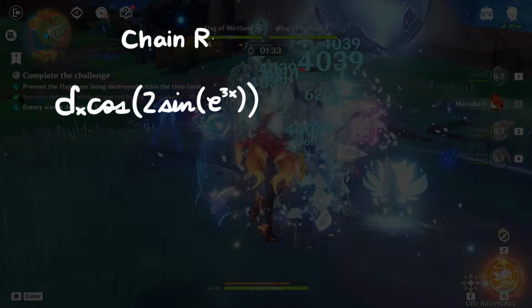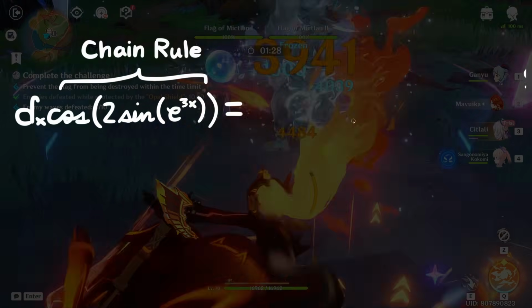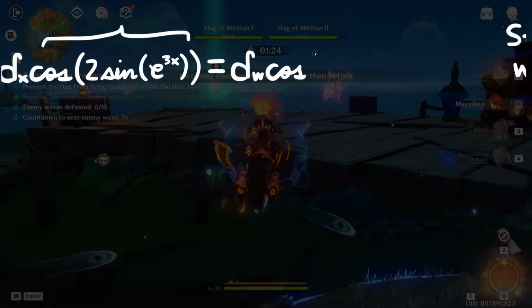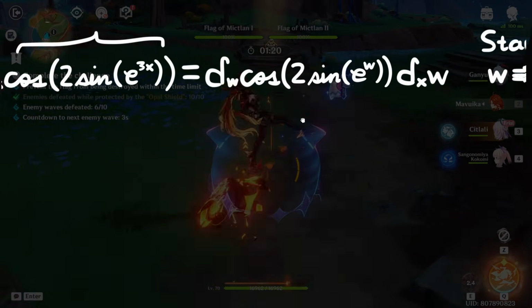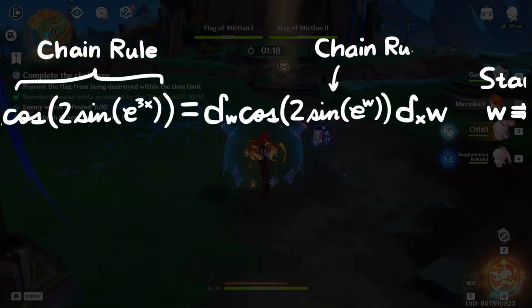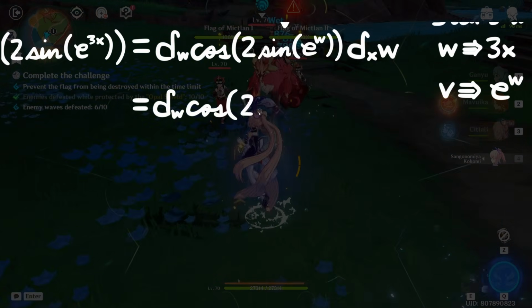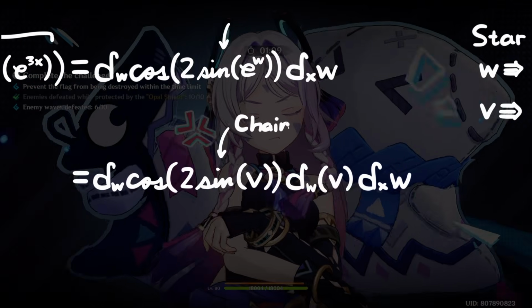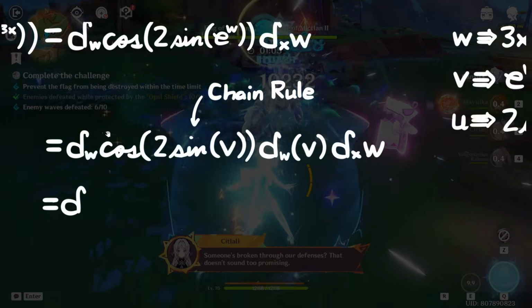For our variable substitutions, we can start from the innermost function, then work our way outwards. The innermost function is actually the 3x, so we'll let w equal 3x. However, we can still see that there are composite functions. Next, we have e raised to the w, so I'll let that be v. Then I'll let u be 2 sine of v.